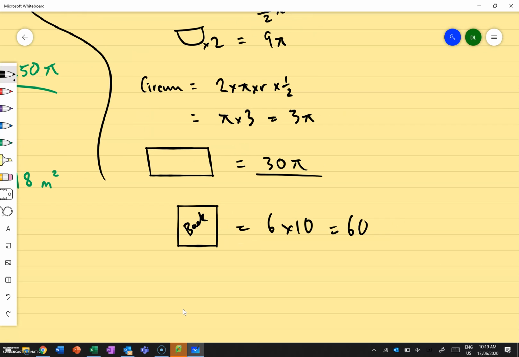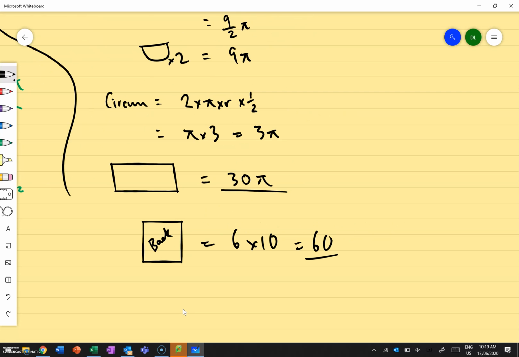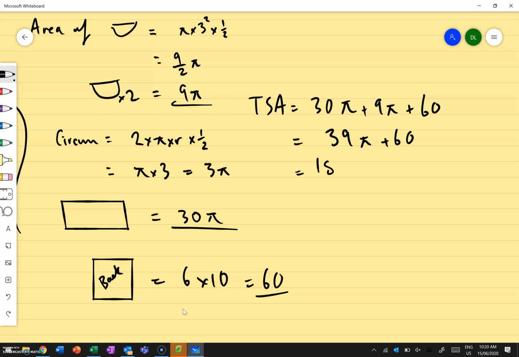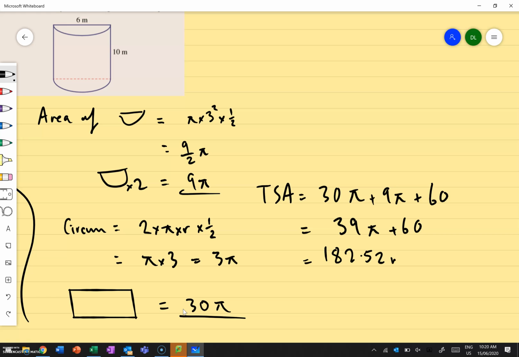Now I add them up. I've got this one here, that one there, and I've got this one over here. So my total surface area is, actually, I'll just write it out. 30 pi plus 9 pi plus 60, which gives me 39 pi plus 60. Remember, the 60 doesn't have a pi. I can put that in the calculator. And I get 39 times pi plus 60, which gives me 182.52 meters squared.